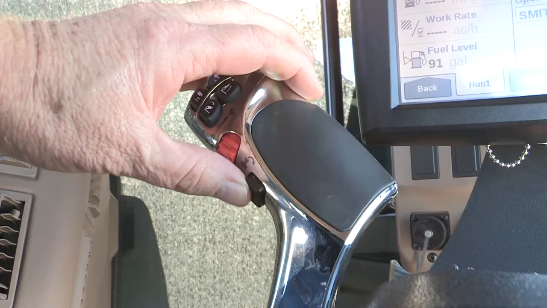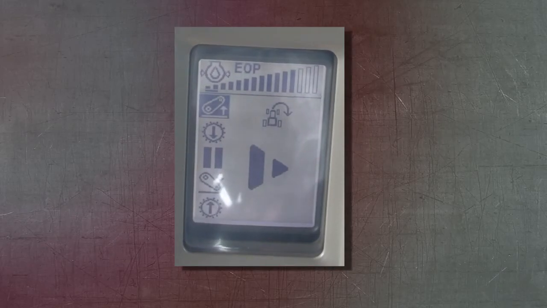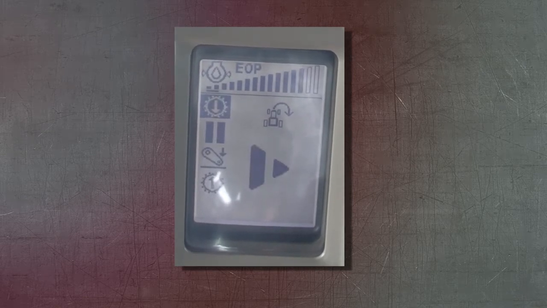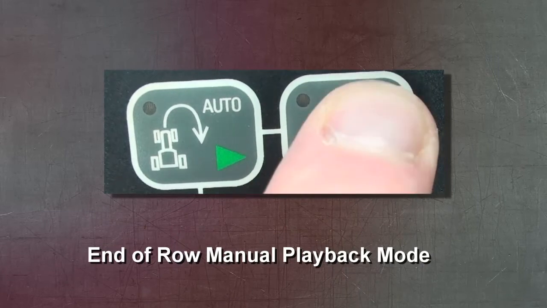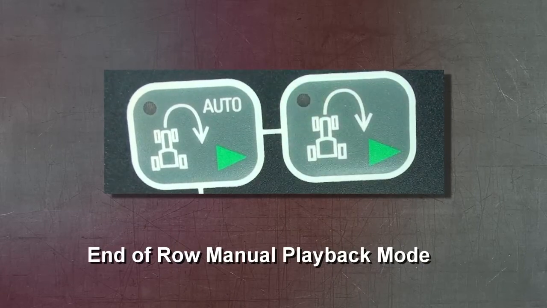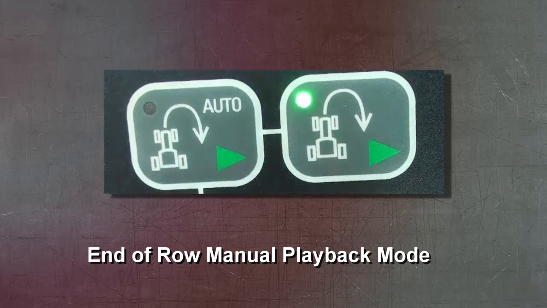The end-of-row play manual button is used to play back recorded steps one at a time, allowing you to control the timing of when the playback occurs. Push the manual button momentarily to activate or deactivate the manual playback mode. The switch's green lamp will light to indicate the playback mode is active.